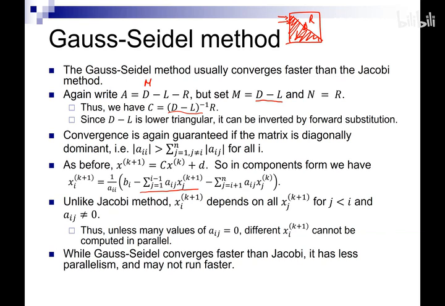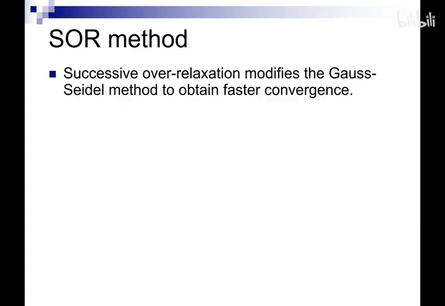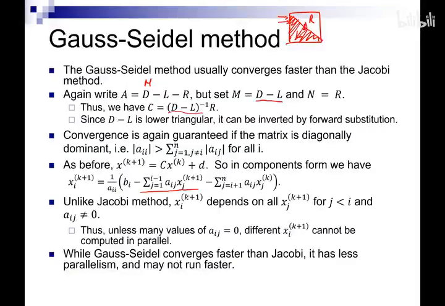Okay, so therefore in practice, even though it converges using fewer iterations, using a smaller value for k, it might not run faster because you have less parallelism. Later on we're going to see how to apply the Gauss-Seidel method in certain special cases in order to actually get parallelism in those cases. But in general, because of these dependencies between the different components of x of k plus 1, we cannot parallelize this process, and so it's not necessarily faster.